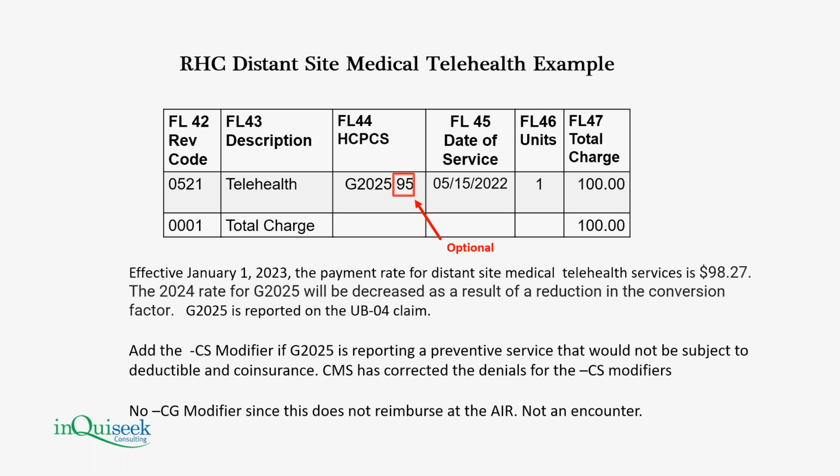We had a little problem about a month ago. They took the CS modifier out of use as far as how it was related to COVID, and they didn't realize that we still needed the CS modifier to waive deductible and co-insurance on a preventive service. And so we've got that fixed, I think. So we would put a CS modifier on our G2025 when that represents a preventive service. That way, no cost share to the patient is there. But no CG modifier goes on any of our medical telehealth claims.